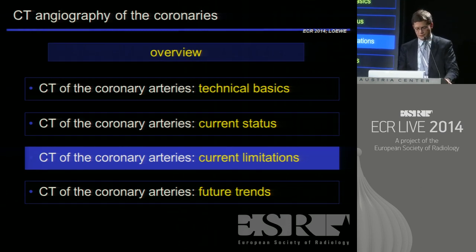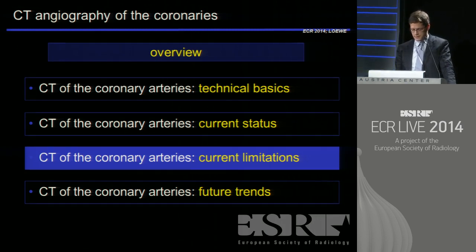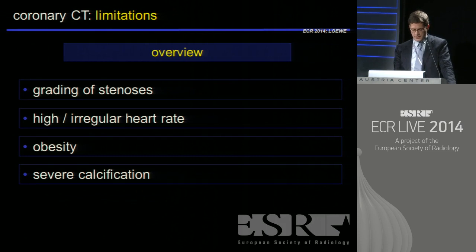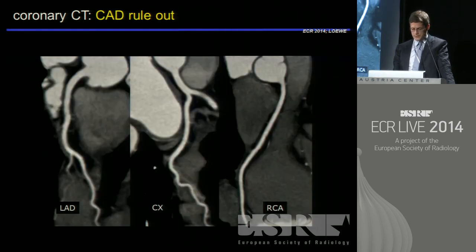So the question for stent patency is not a good indication. Well, you have seen a lot of nice images, and I mentioned a lot of papers and high numbers of negative predictive values and sensitivities, and everything looks pretty fine. Well, of course, even cardiac CT is not perfect. There are some limitations. The most important one is the grading of stenosis, maybe the problems with the heart rate, obesity, and severe calcification.